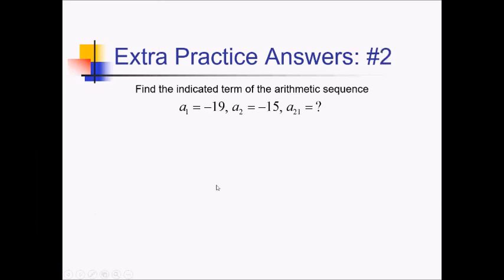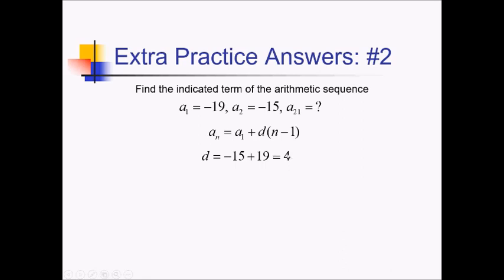For this one, we want the 21st term of an arithmetic sequence that has the first term negative 19 and second term negative 15. So let's use our nth term formula. A sub n equals a1 plus d times n minus 1. The common difference, I can get that by doing a2 minus a1, just subtract a term from the term that comes right after it. So negative 15 minus negative 19, or plus 19, gives us a common difference of 4. That's what I have to add each time to get the next term.